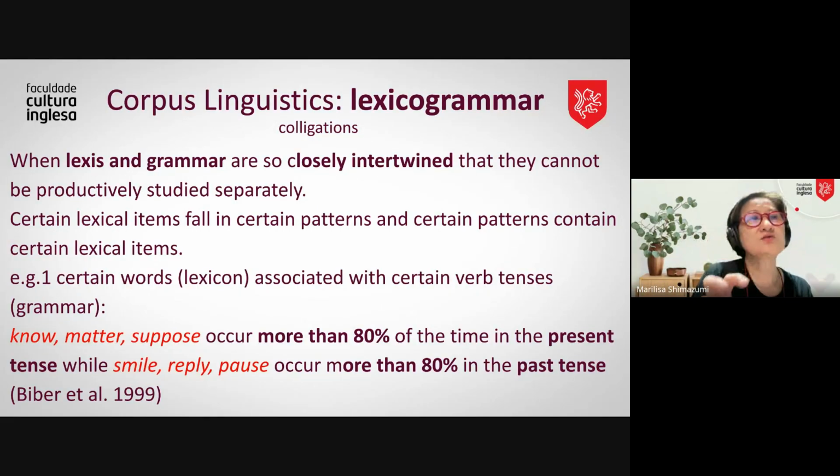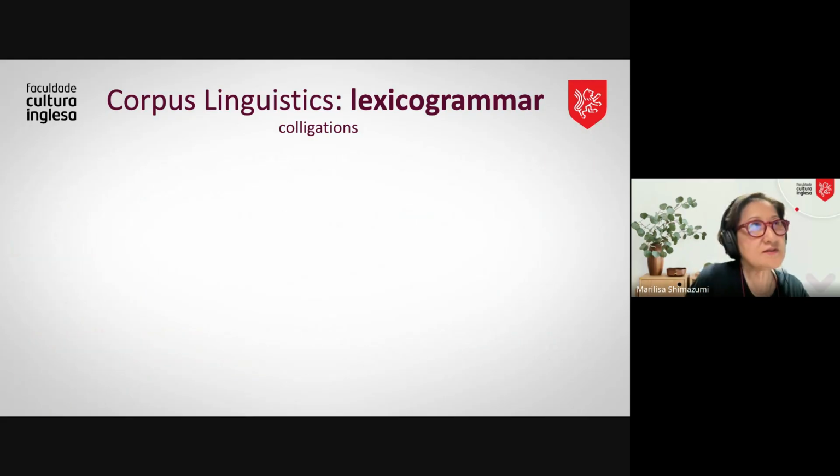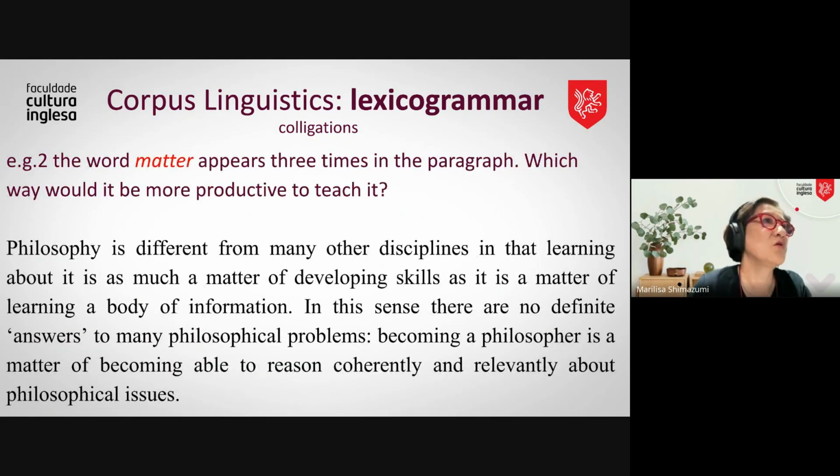This is quite interesting if you come to think of it. So we do say, well, I know, it doesn't matter, well, I suppose, it's in the present. And this is more in the narrative, right? He smiled at me and replied, and then she paused. I just paused now to have a drink of water. So 80% of the time, these three verbs tend to occur in the past tense. And this is only seen via corpus.